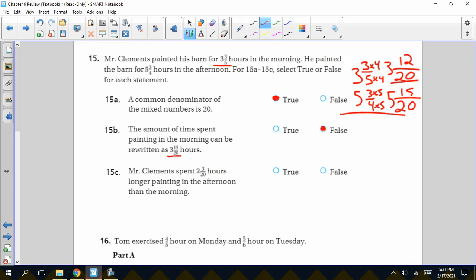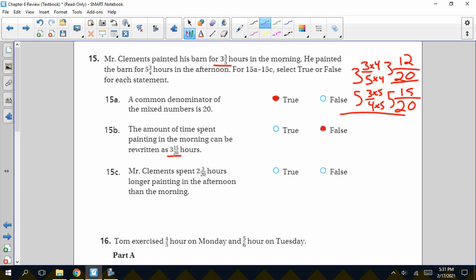The last part says, part C, Mr. Clements spent 2 3/20 hours longer in the afternoon than in the morning. So we want to know what's the difference. The difference here. Well, in order to find the difference, we're going to subtract these two.